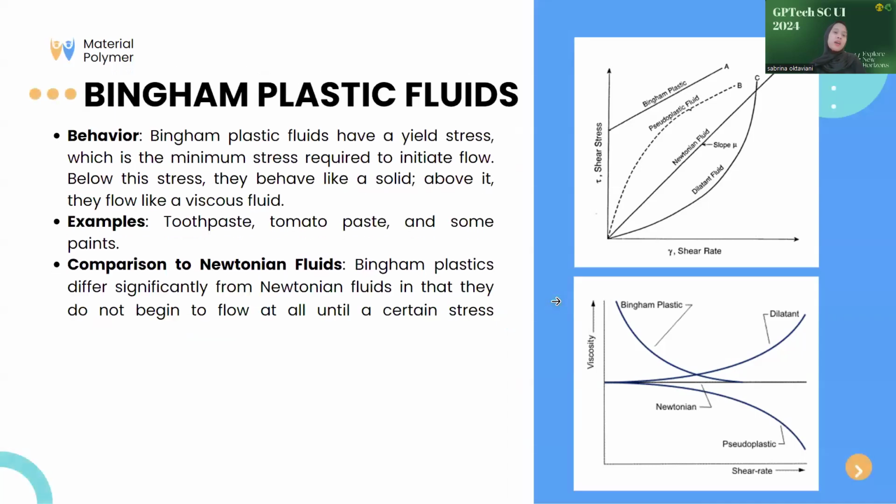Next is Bingham plastic fluids. So the behavior is they have a yield stress, which is the minimum stress required to initiate flow. Below this stress, they behave like a solid. Above it, they flow like a viscous fluid. For example, toothpaste, tomato paste, and some paints. And for comparison to Newtonian fluids, Bingham plastics differ significantly from Newtonian fluids in that they do not begin to flow at all until a certain stress threshold is exceeded.